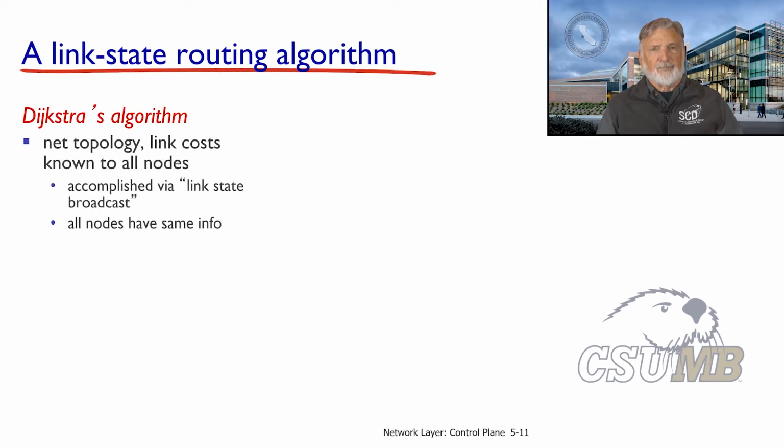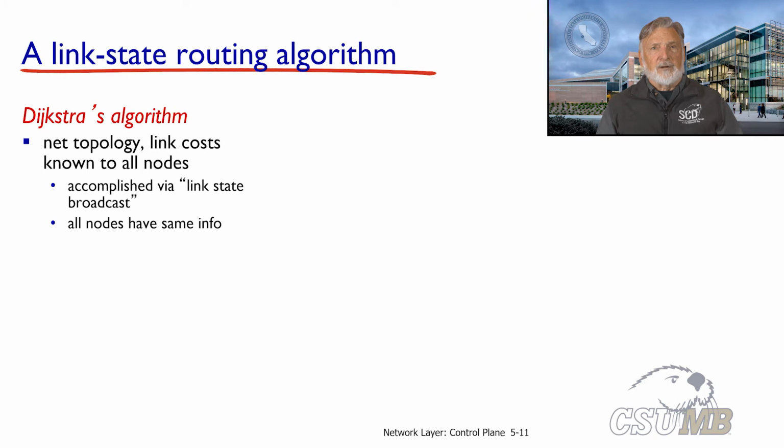Netherlands. When the algorithm is finished running, all the nodes in the network will have a complete map of the network with all the nodes and all the costs of all the links. This information has been learned by all nodes sending out link state broadcasts.